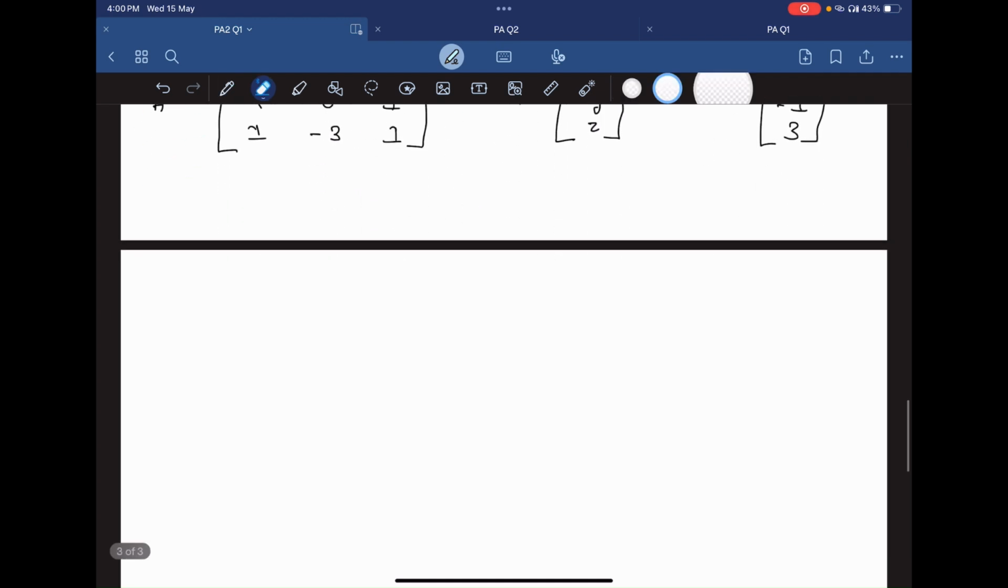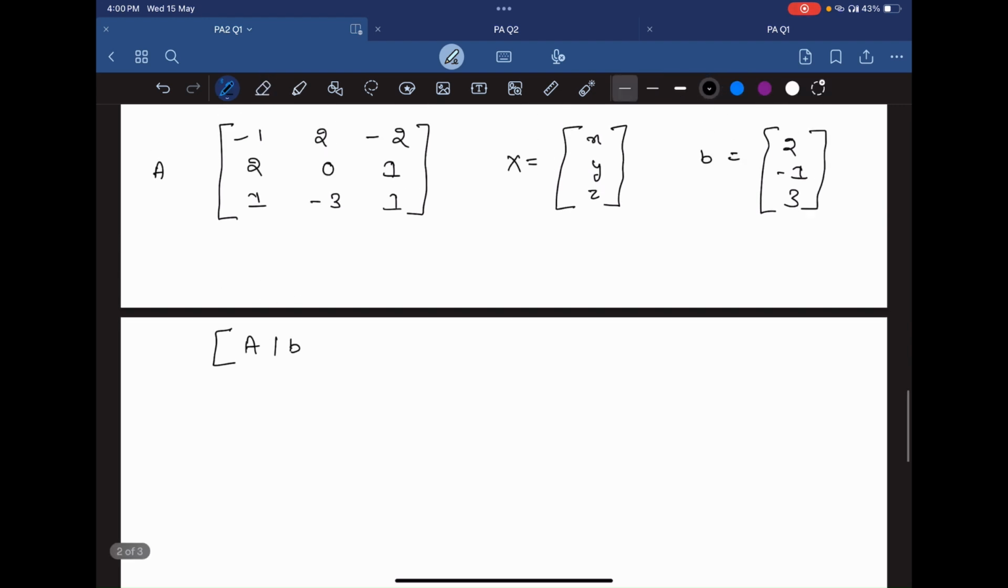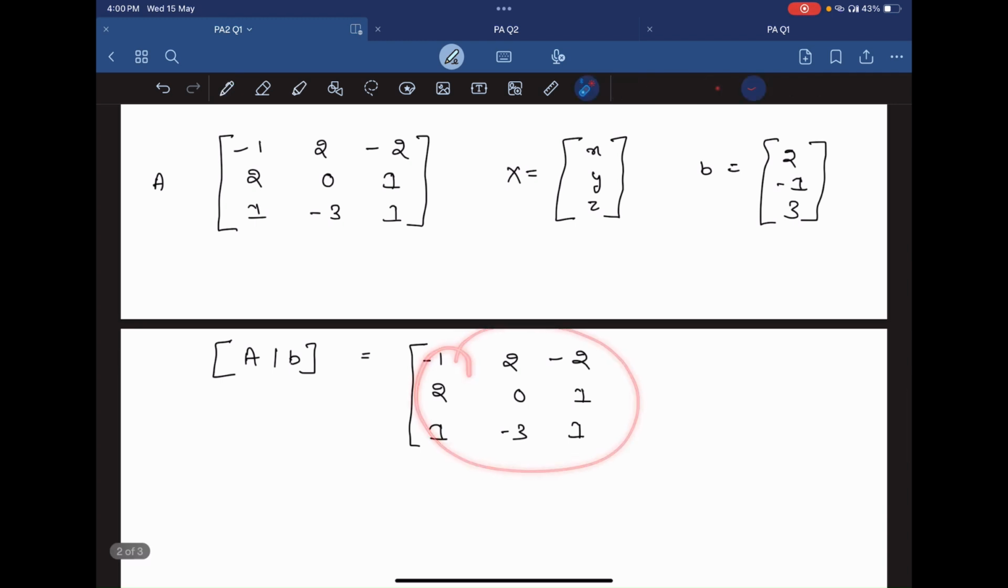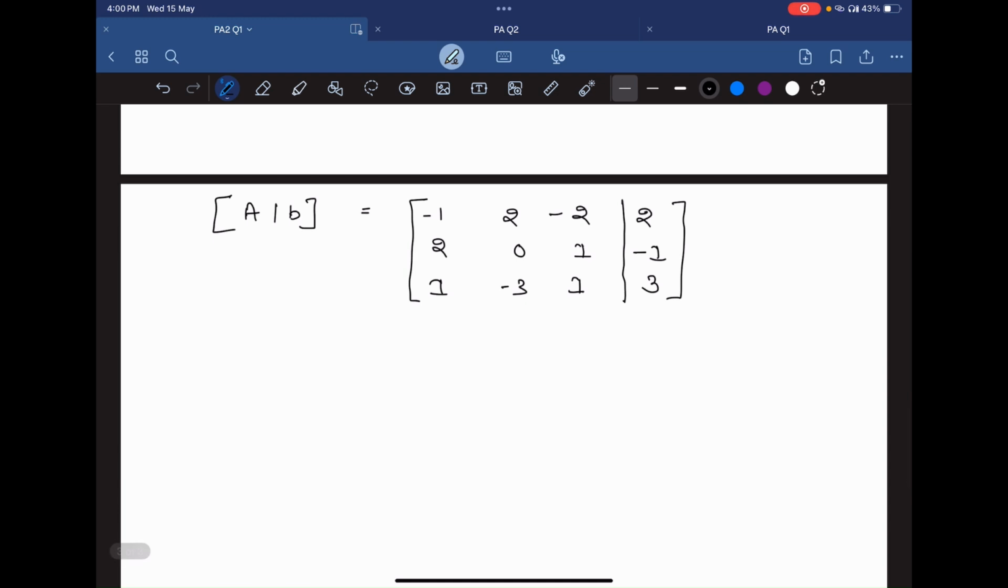So the augmented matrix, that is A, B, would be minus 1, 2, minus 2, 2, 0, 1, 1, minus 3, 1. So this was our matrix A, and now we will put the matrix B here: 2, minus 1, 3. So this is our augmented matrix. Now we will use row operations to row reduce this matrix to REF or RREF form.